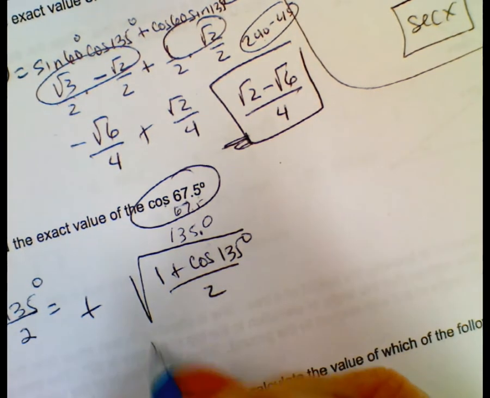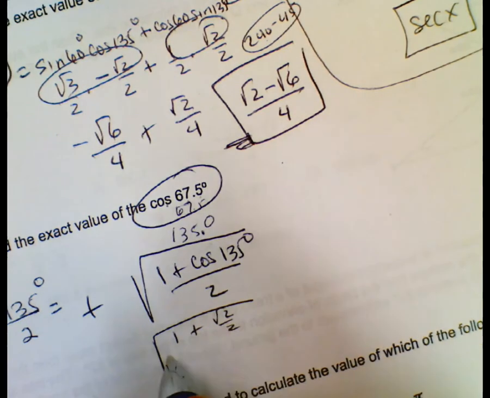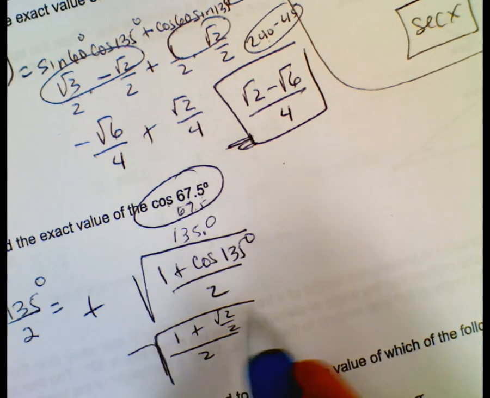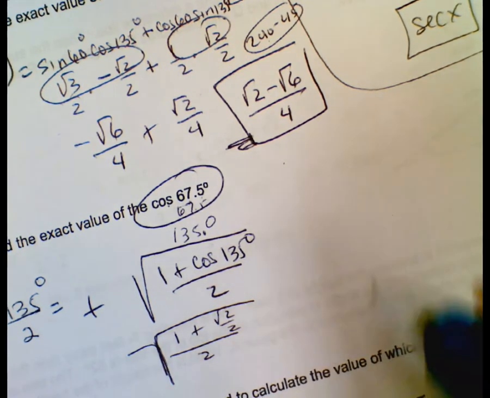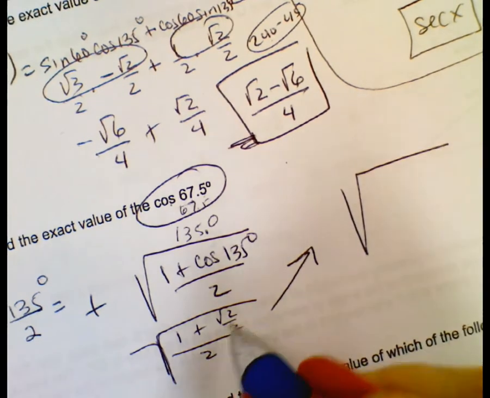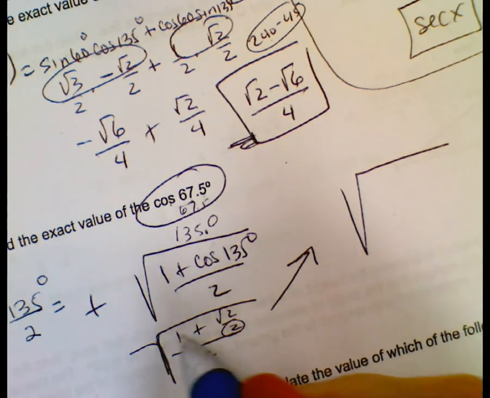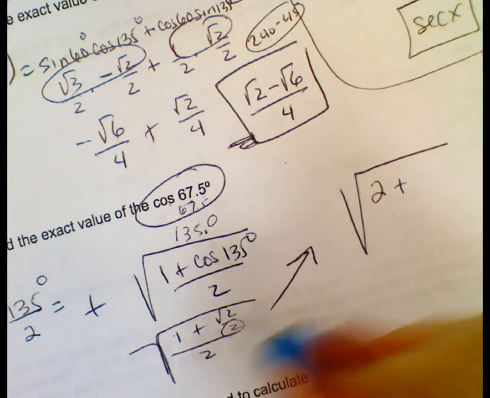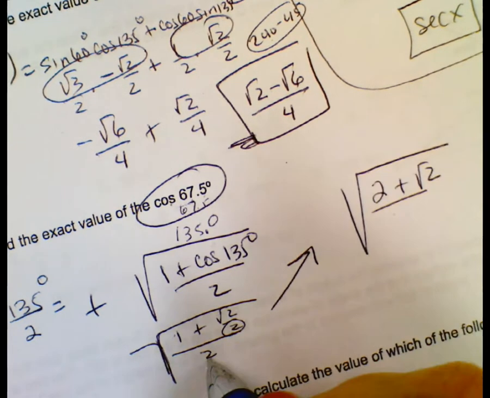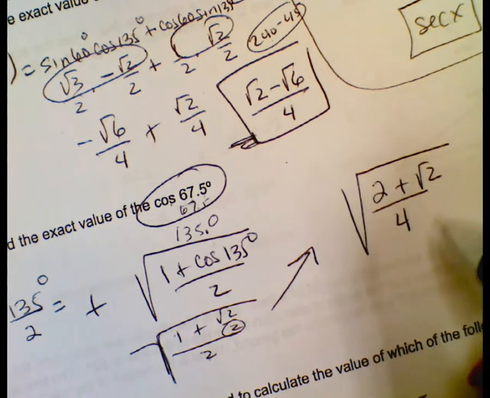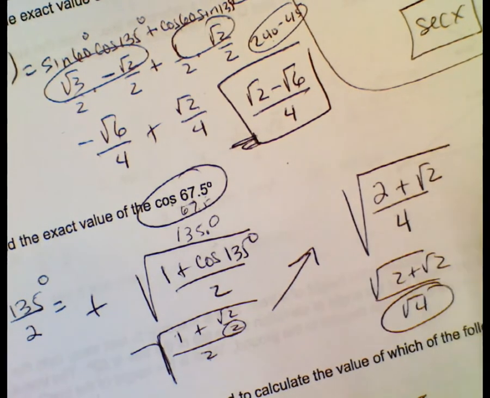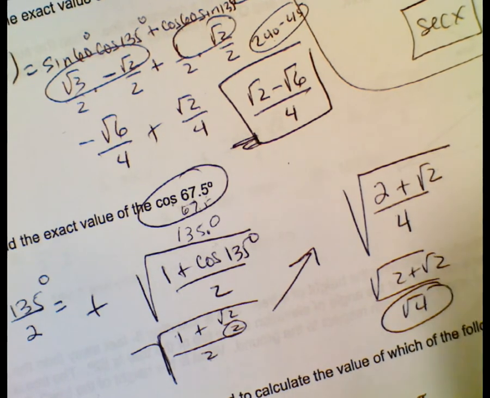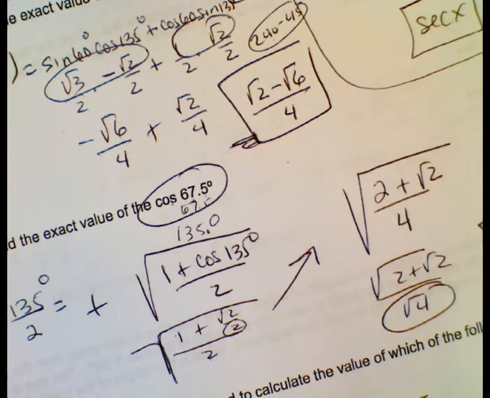So cosine of 135 is negative square root of 2 over 2, all of this over 2. Make sure the radical is over the entire fraction here. This is called a complex fraction. How do we get rid of complex fractions? We multiply everything by the LCD, which is 2. So 2 times 1 is 2, 2 times this is radical 2, 2 times 2 is 4. Then you split up the radical, like the bunk beds, and the square root of 4 is 2. So your answer is radical 2 plus radical 2 over 2.